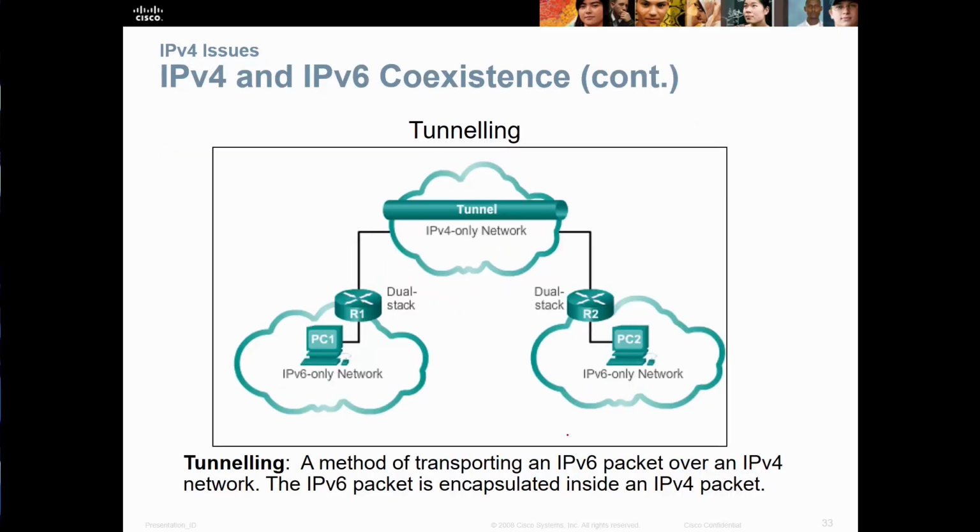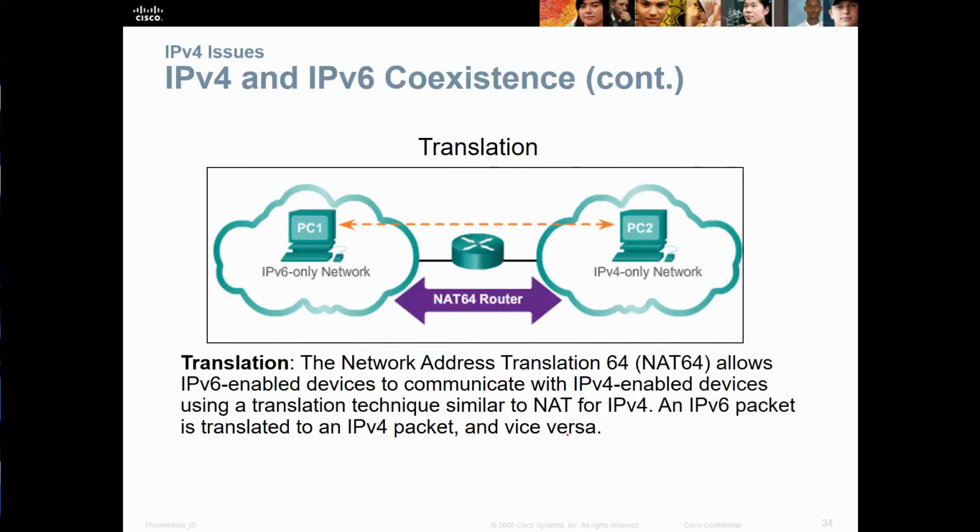We could also have things like tunneling, and that's where we have an IPv6 only network tunneled through an IPv4 network. We have translation or some type of NAT64 router, and that's where we can actually translate between IPv4 and IPv6, allowing us to go from IPv4 to IPv6 and back and forth.